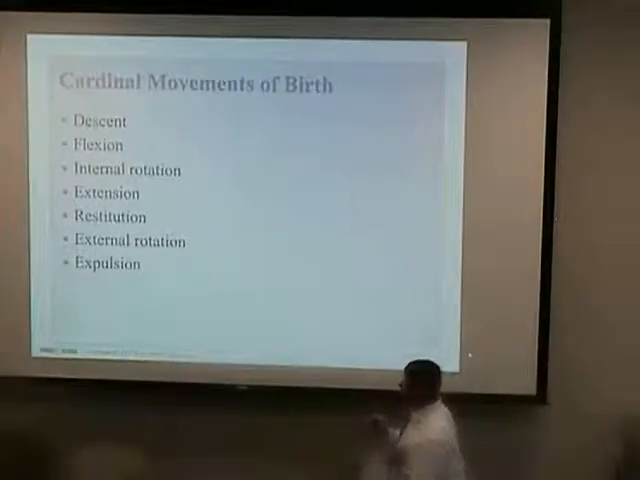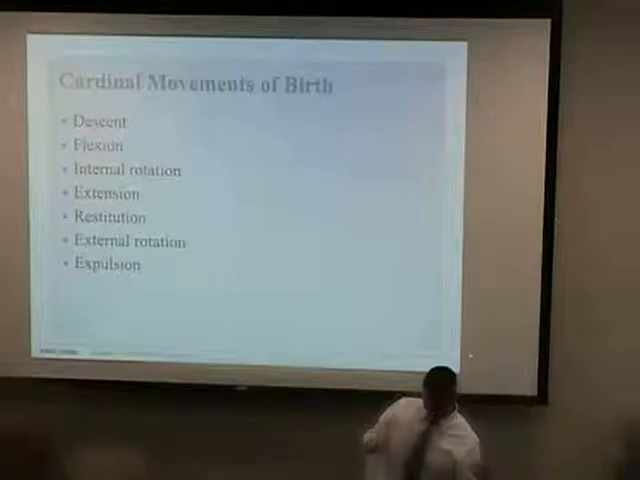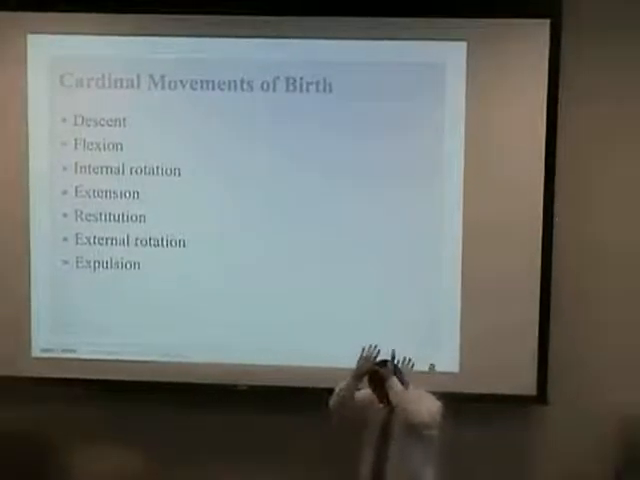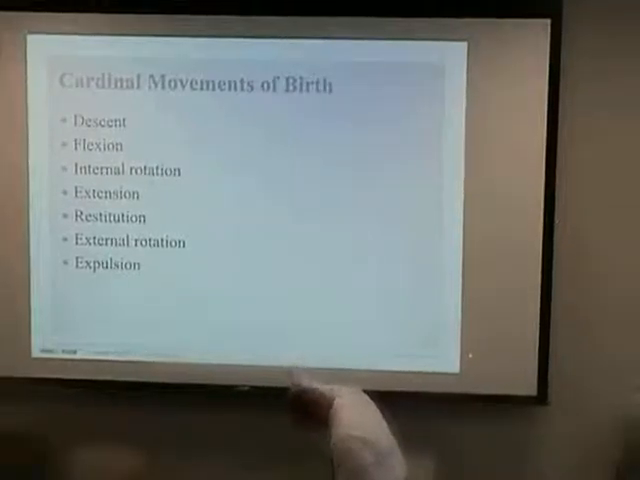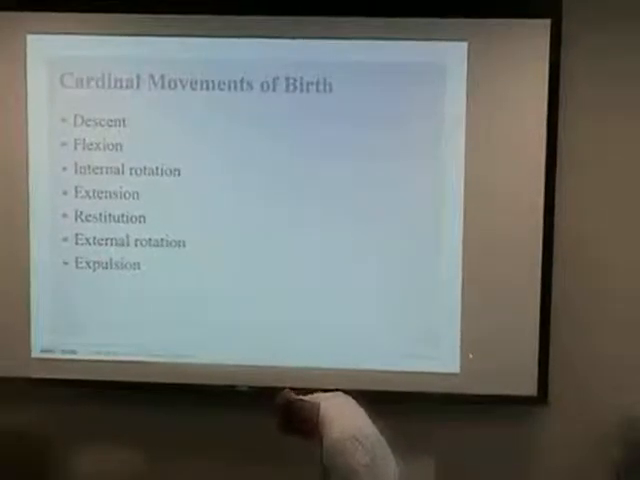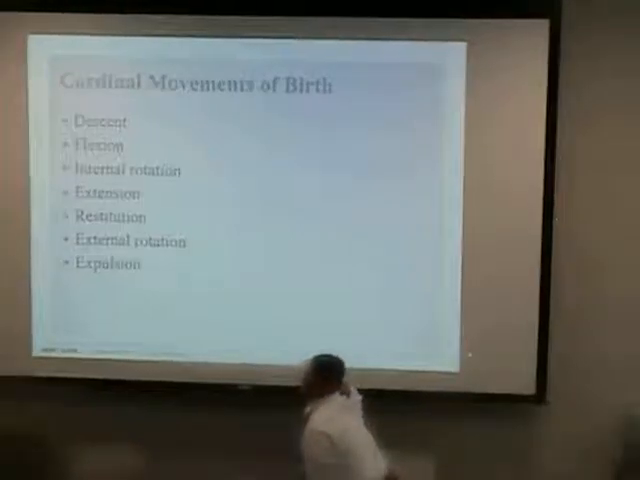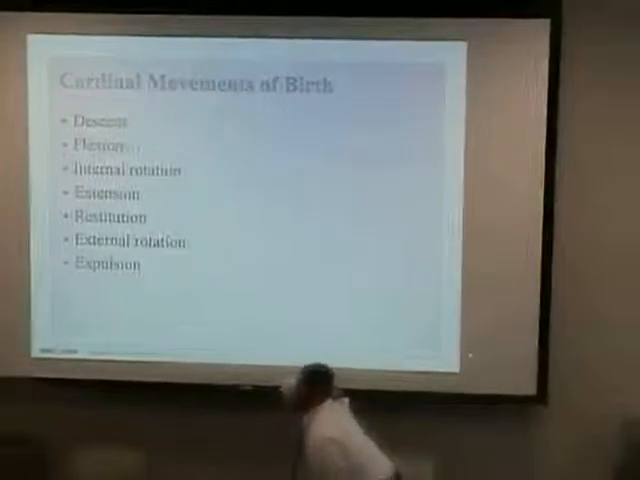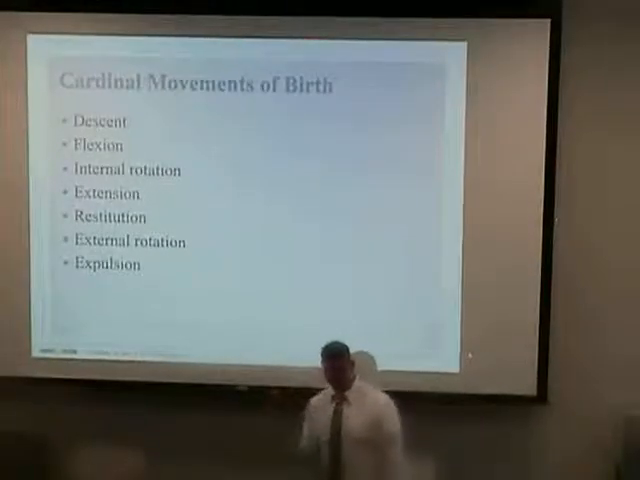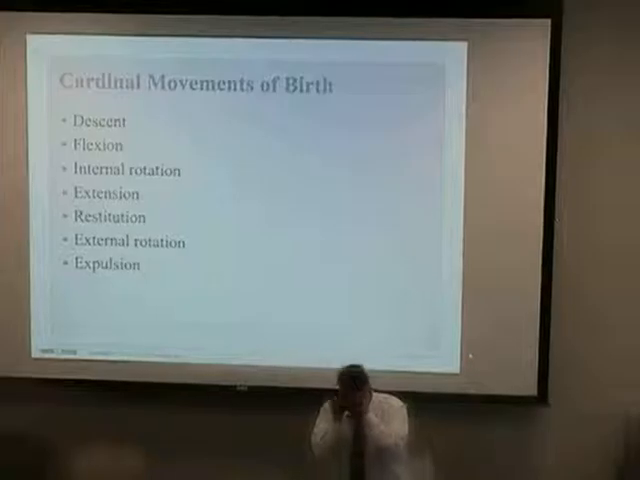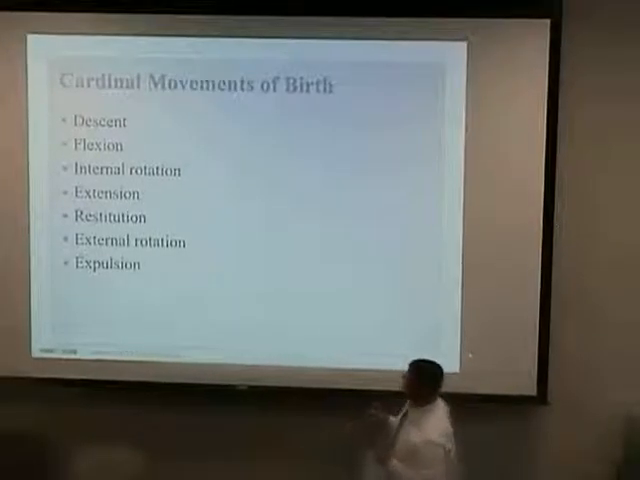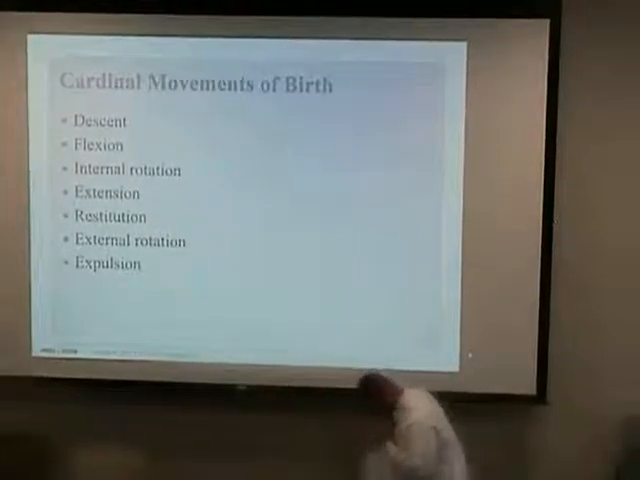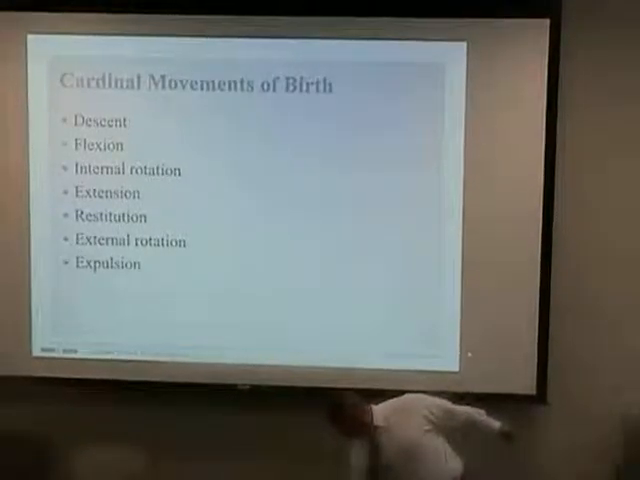Okay? Extension. This is when he is coming out of the birth canal underneath the pubic bone. As he starts to crown, the pubic bone hits him on the back of the head, keeps him flexed. He passes the pubic bone, and he extends because the bone is pushing in the base of his neck. And the baby comes out and extends and looks straight out for a second. It's kind of cute when they come in, they're like, hi! Okay? That's extension.